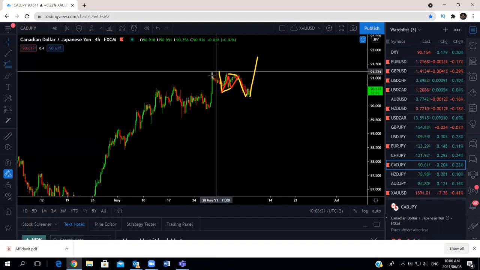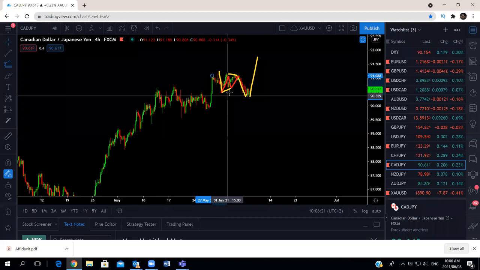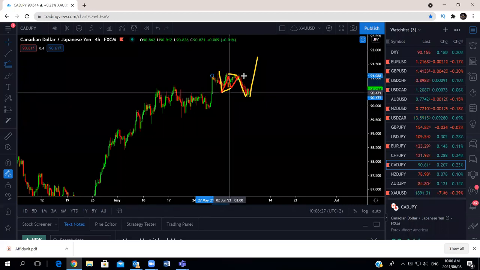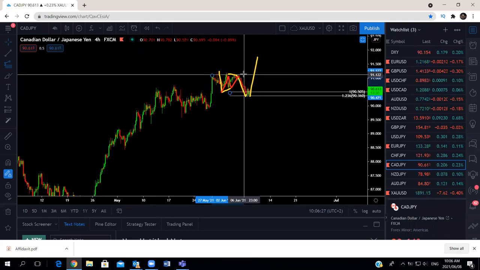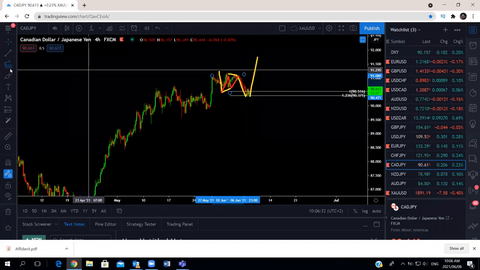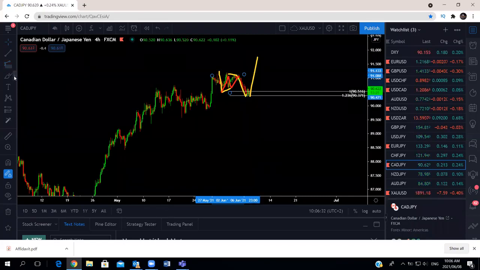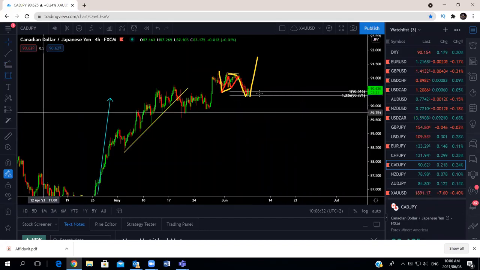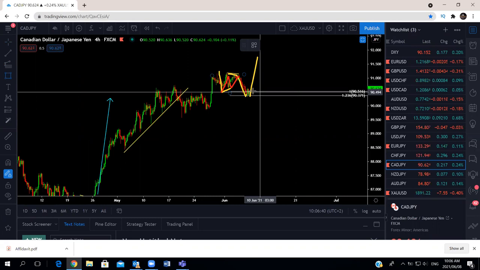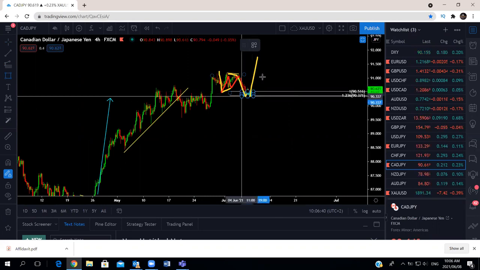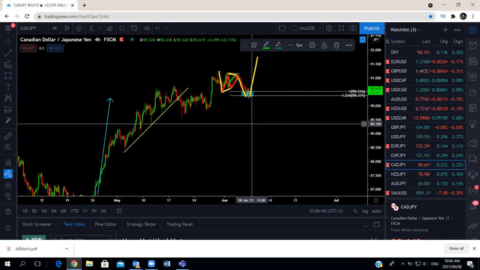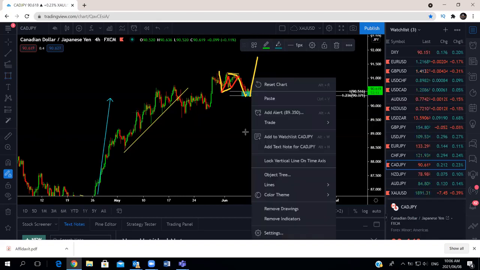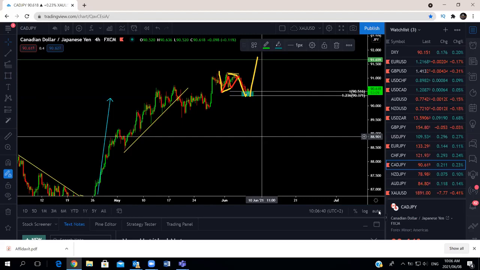So that is the start of the corrective structure, end of the first leg, end of the correction there. So we are right in the blue box. We are looking for this to continue to the upside. That is where we are currently within the blue box. So we are looking for continuation to the upside. At current levels, we're looking for this to continue pushing to the upside.